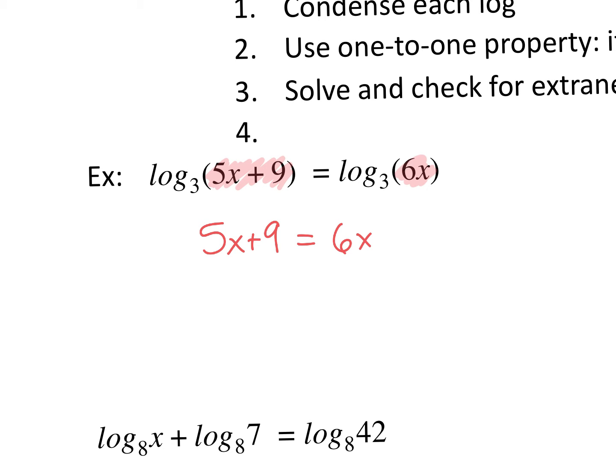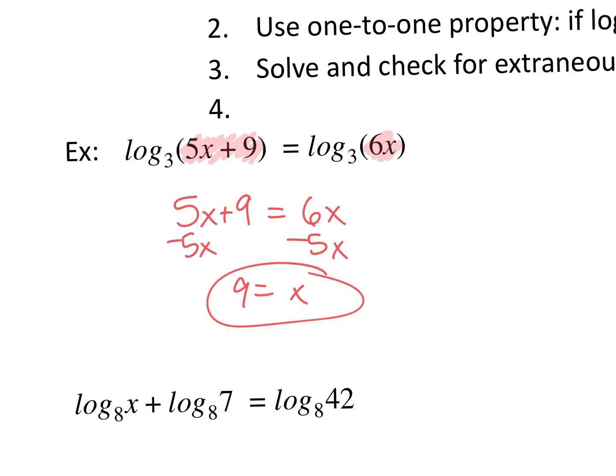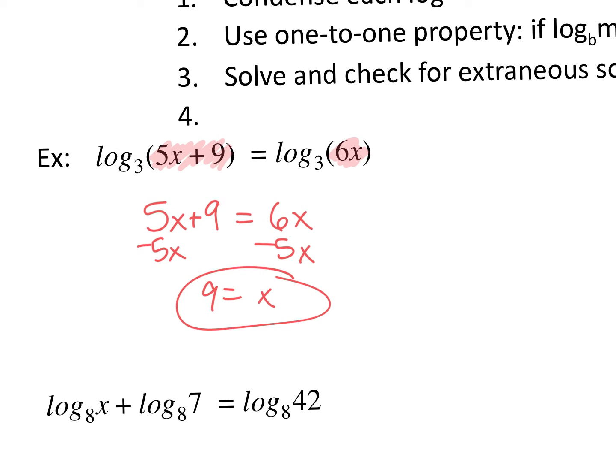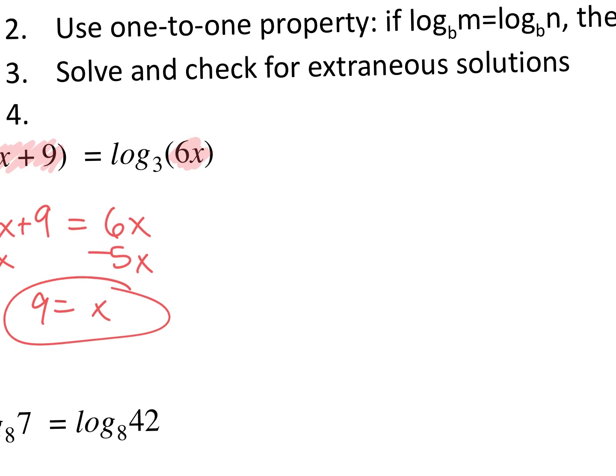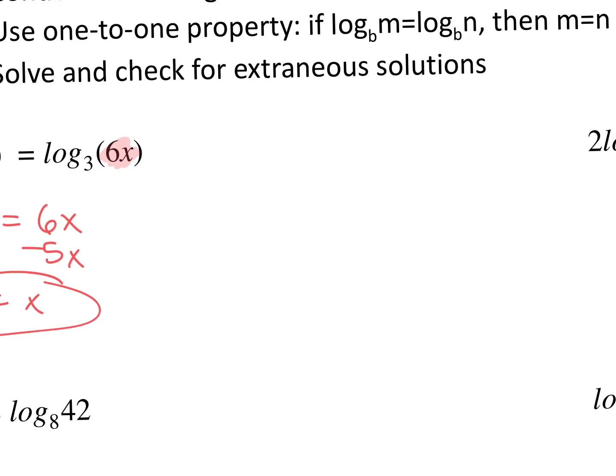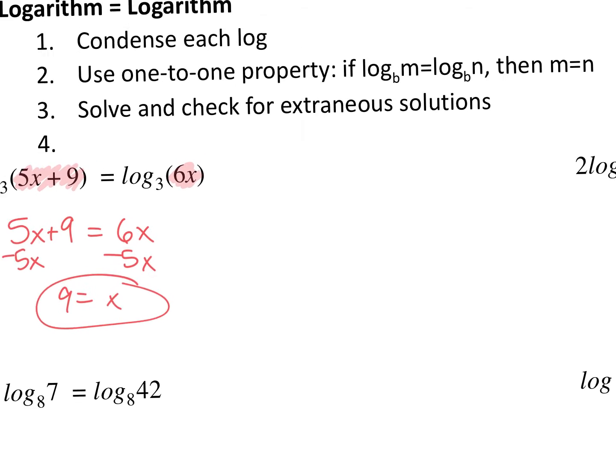How would we solve an equation that looks like that? Yep, subtract the 5x. And what is 6x minus 5x? Just x, so my answer is x equals 9. That's it. That's easy, 'cause we all know how that goes. Any questions on that?